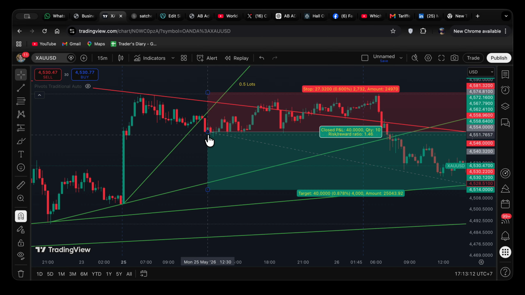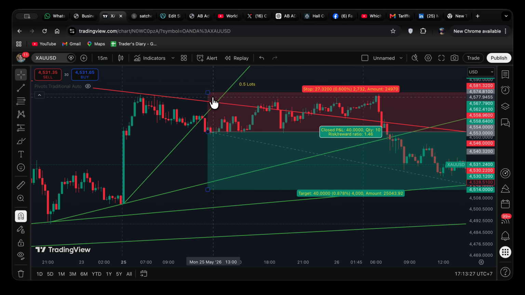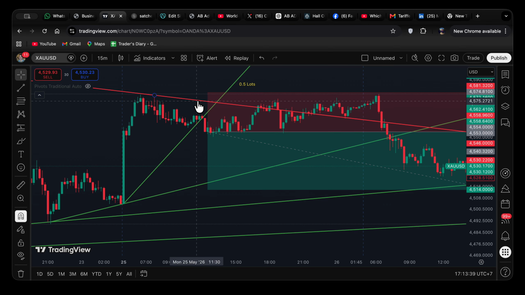And I placed my stop loss above the daily high, which is here. For this strategy, the stop loss must always be above the opposite trend line, the trend line that the price broke. So in this case, the green line is broken. The price passed this trend line, and so the stop loss is above the red trend line.